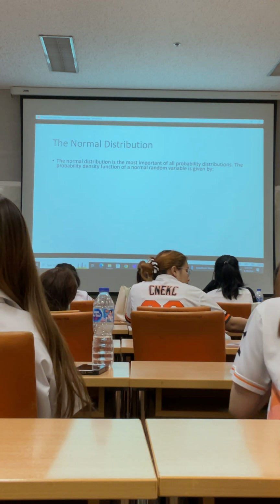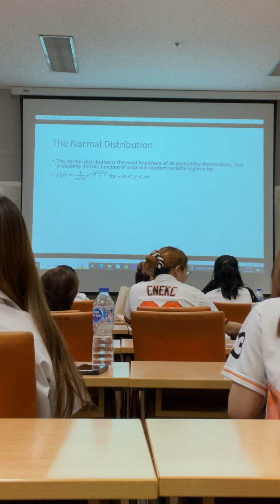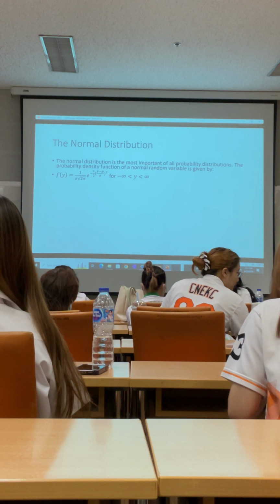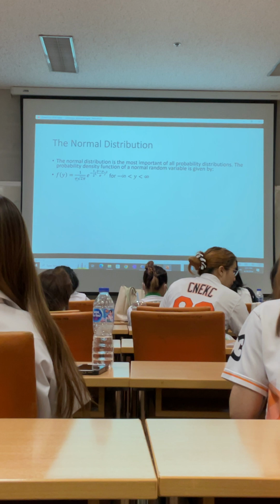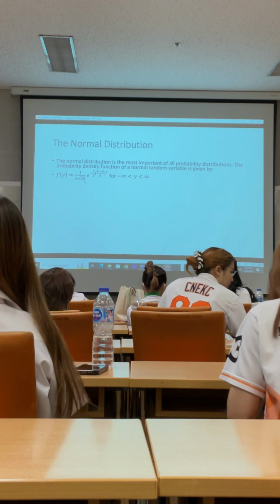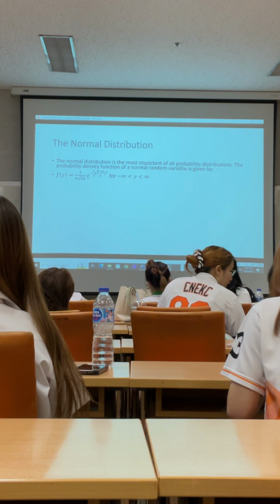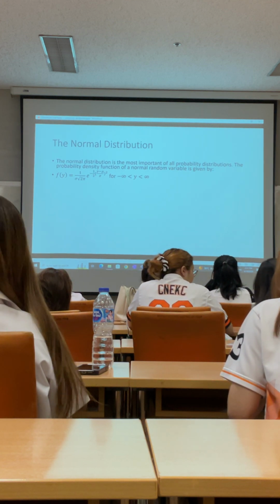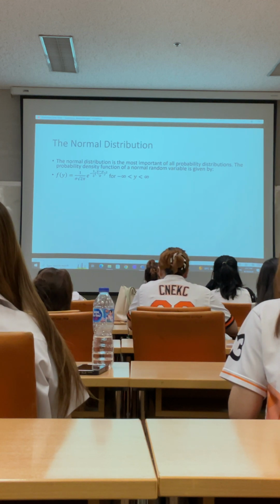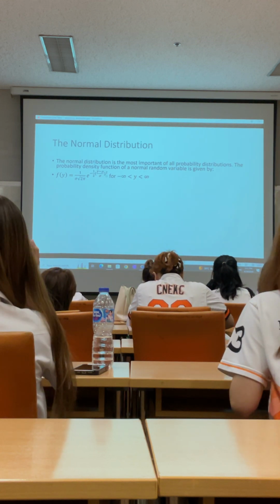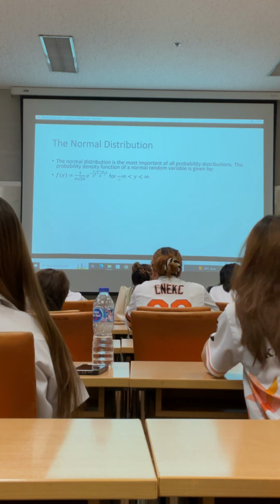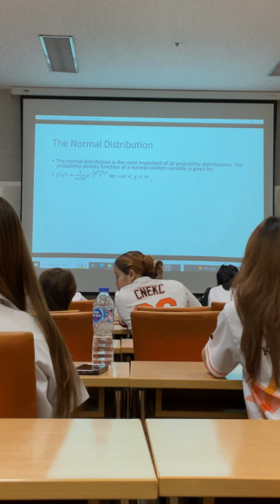The function of the normal distribution is given by this. The probability density function is 1 over sigma multiplied with the square root of 2 pi, and then multiplied with the exponent, base e to the power of minus 1 over 2, times y minus mu divided by sigma, everything squared. And the value of y can be from minus infinity to plus infinity.